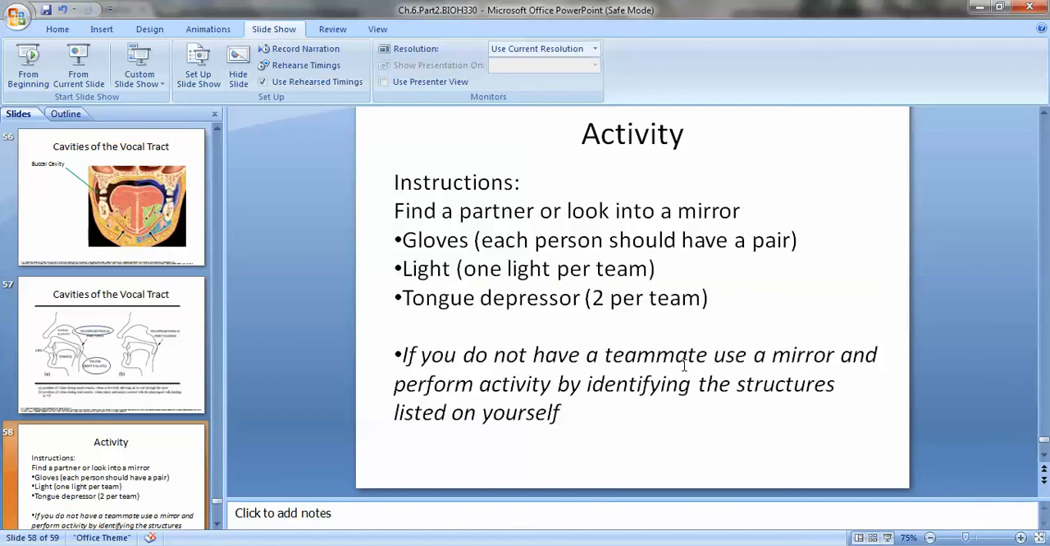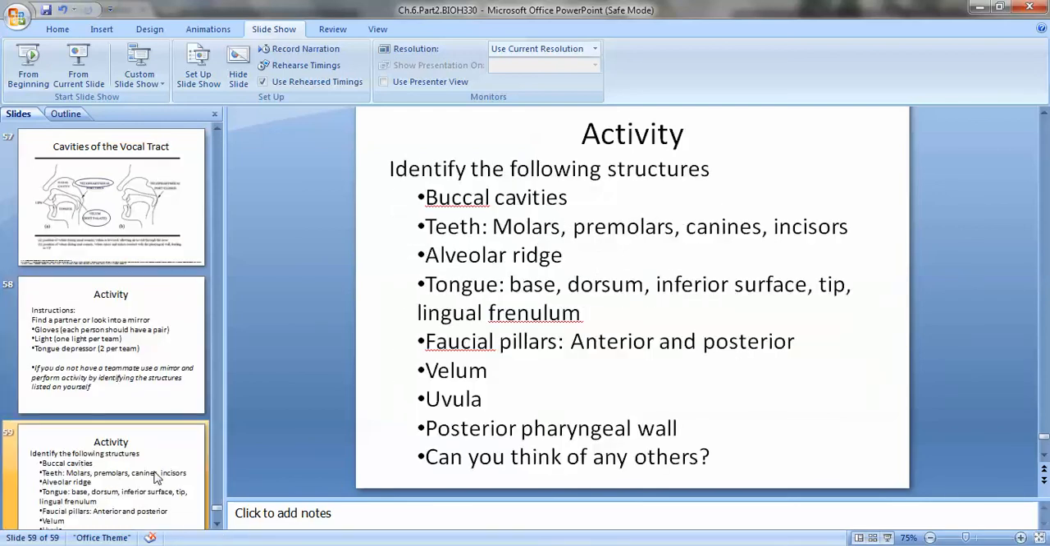Really make different facial expressions. Really explore the material, and it will stick with you. So I really encourage you to do that. And here's a list of the things I'd like you to find.